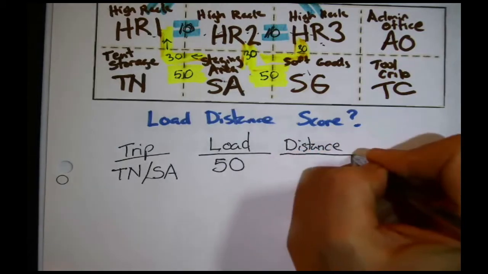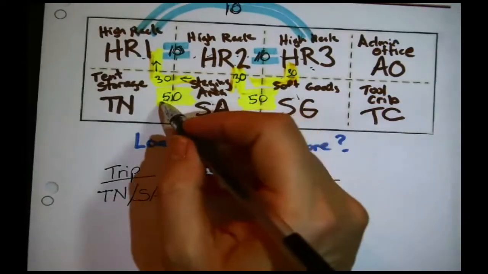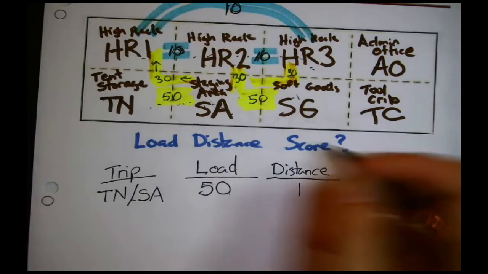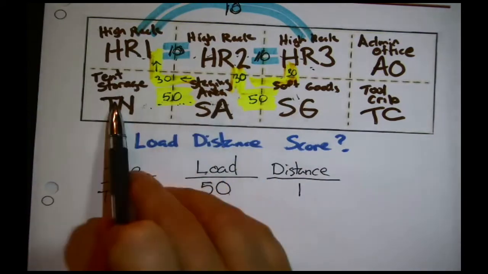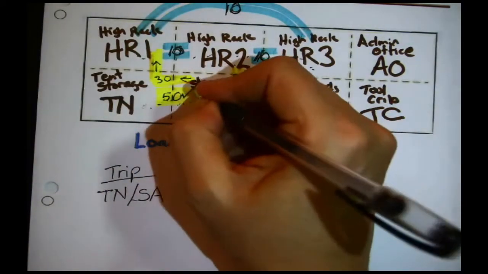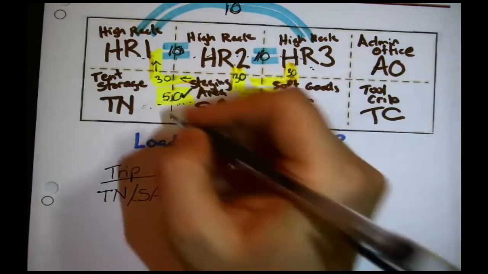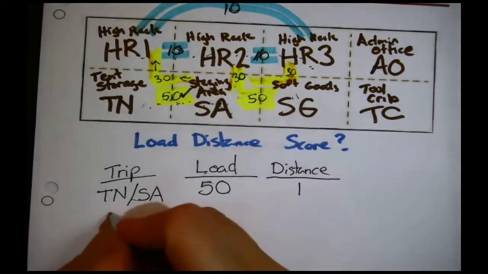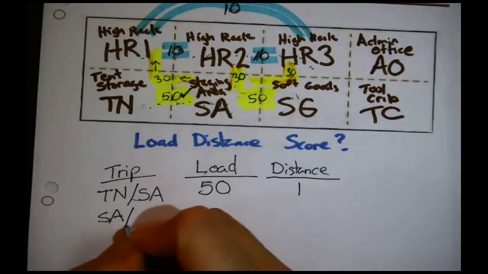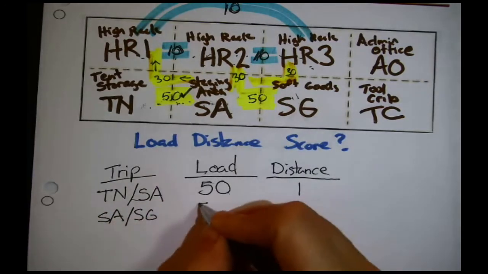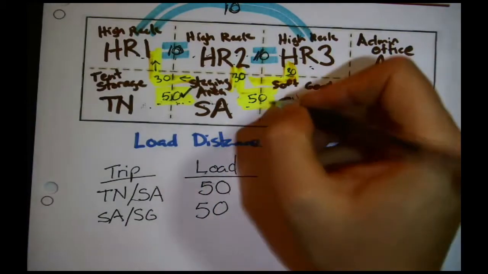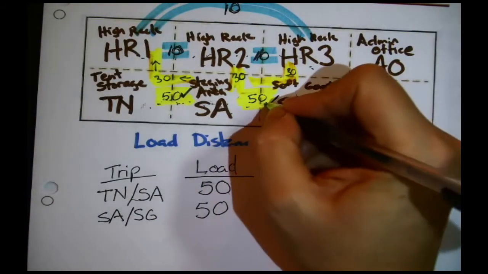I'm just doing an audit here of my work. Well, it isn't hardly any distance if you're talking about that 50. It's a distance of 1, moving from here to here or from here to here. Okay, now I'm going to put a check mark there to make sure that I know that I have already listed that one, because it looks similar to this one. From the staging area to soft goods is also 50, a trip distance of 1. They're right next door. We like that.